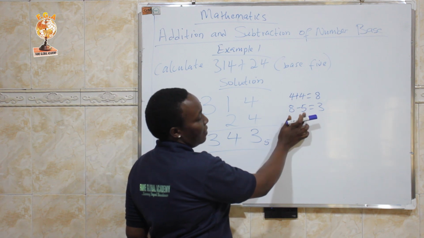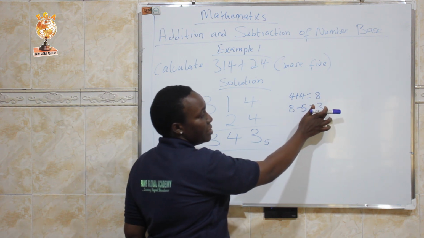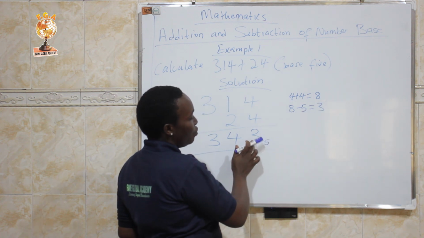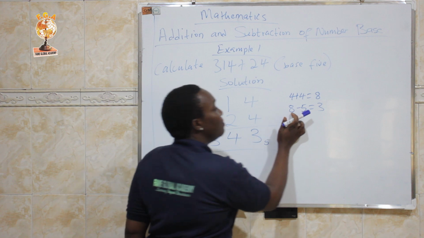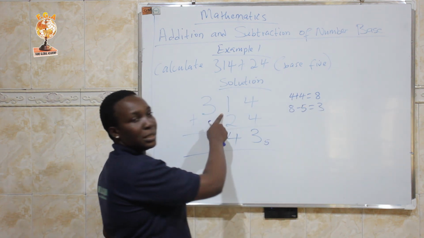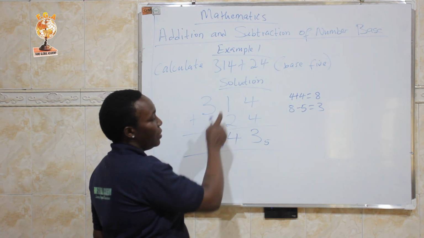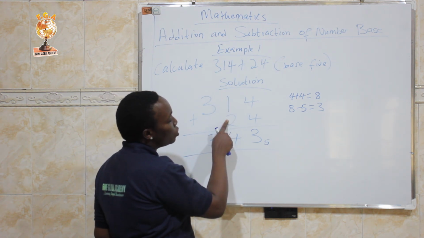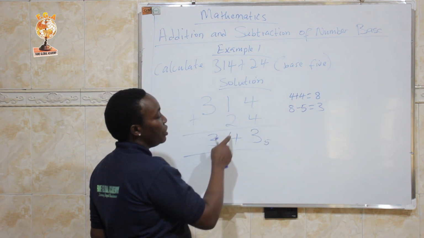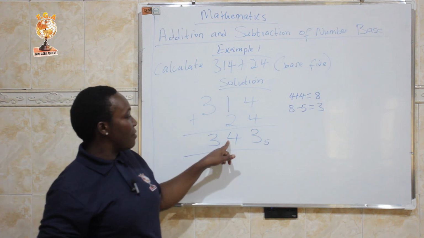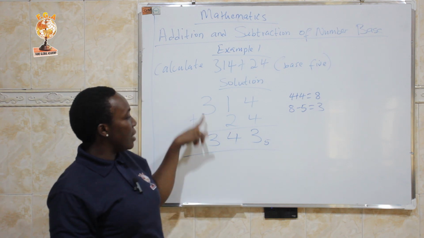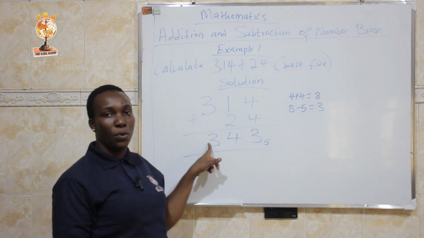8 minus 5, and our answer is 3. When you subtract 5 from 8, you get 3. It is this 3 that you write as your answer here. Then the 5 you subtracted, you carry it as 1 to the next part, and you now add. So here 1 plus this 2 gives us 3, plus the one you carried, it becomes 4. Now you can write 4 because 4 is less than the base. And here there is no number, so you just bring down your 3.